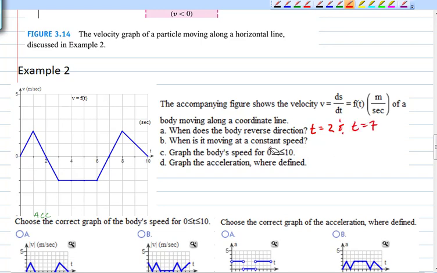When is it moving at a constant speed? Meaning it's not increasing or decreasing in speed. From 3 to 6. T equals 3 to 6. Part C says graph the body's speed for t equals 0 to 10.